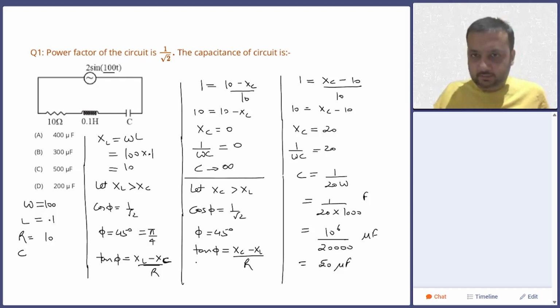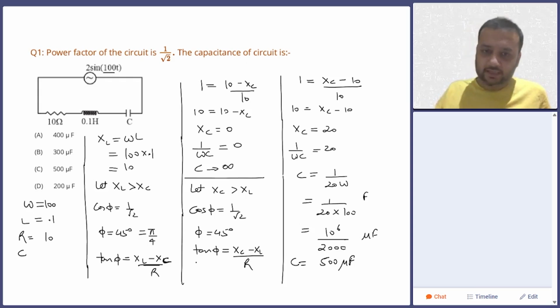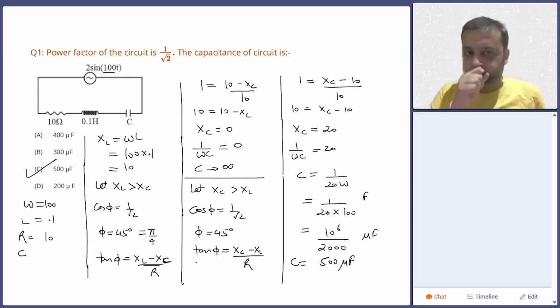I think I have made some mistake of 0. Let me quickly check. So this is 20, and omega was 100. Yeah. So I multiplied by mistake by 1000. Omega is not 1000. Omega is 100. So that means it will be 2000, and this becomes 500 microfarad. This will be the value of the capacitance. So option C will be the correct answer for this question.